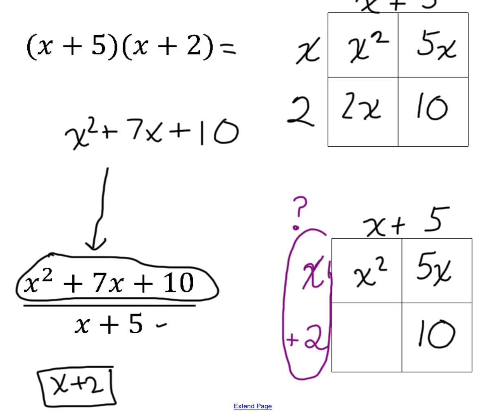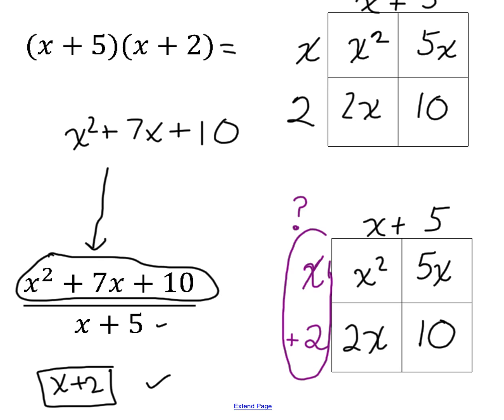So then if I go ahead and I look at the rest of the box, I get 2 times x, I get 2x, and now I check to make sure, does my inside box match what I started with? x squared plus 7x plus 10, and it does. So what is my answer? It's the purple right here, the question mark, x plus 2, which is what I predicted.